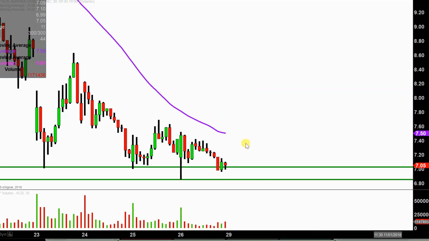If there is any sort of bounce, I already talked about this level, but the key level of resistance to fight through and then try to stay above would be that purple line right there, again the 50-period simple moving average. So definitely not the greatest close to the week, but you never know.